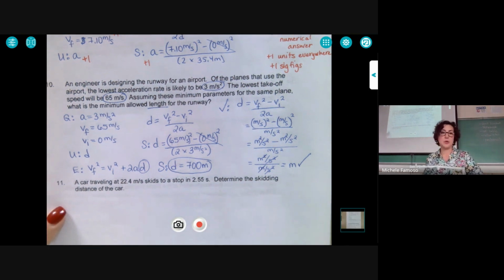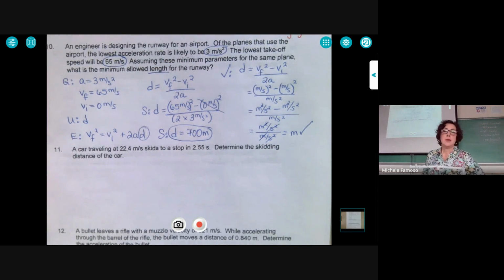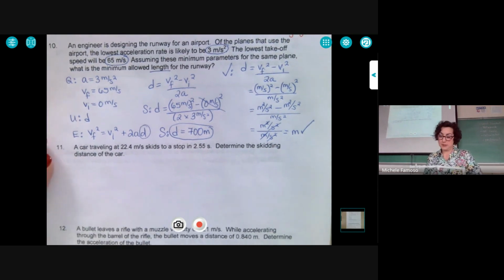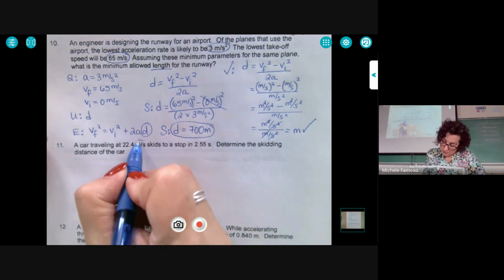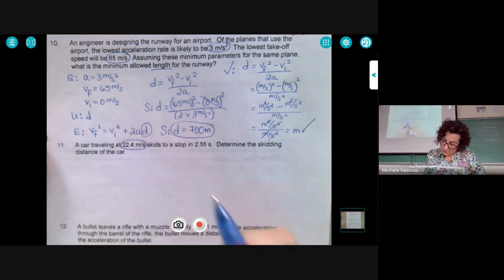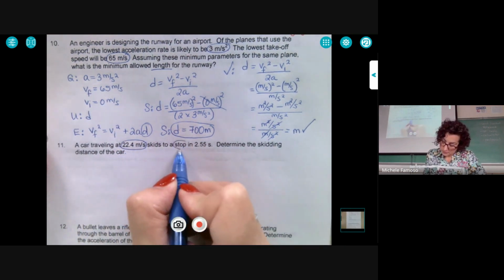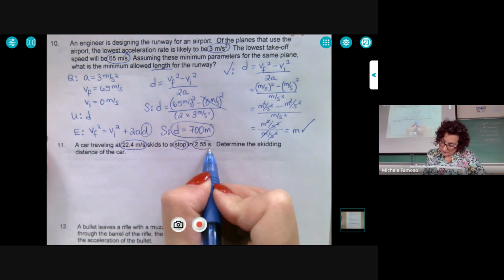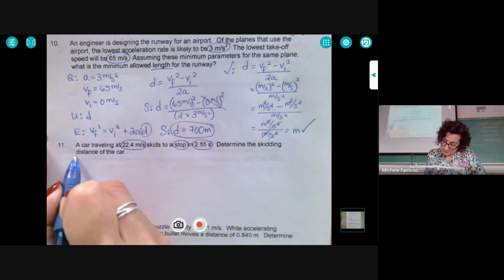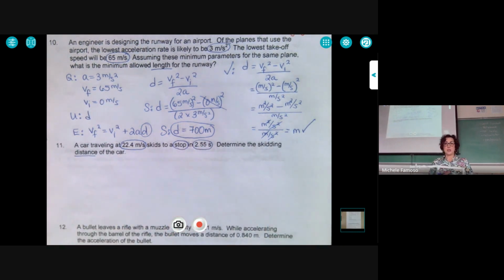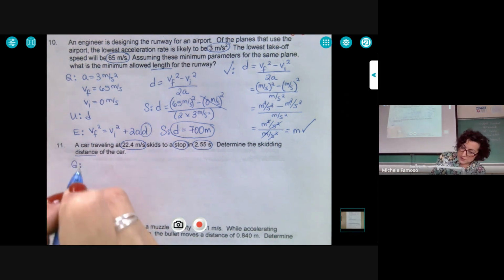Oh, we got time to do number 11 for sure. All right, Sophia, go ahead and read that for us. A car traveling at 22.4 meters per second skids to a stop in 2.55 seconds. Determine the skidding distance of the car. Okay, do you notice I circled the word stop? When you stop, you know one of these motion variables. So we'll think about that when we list our givens here.